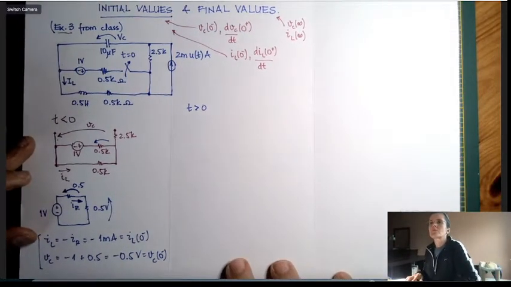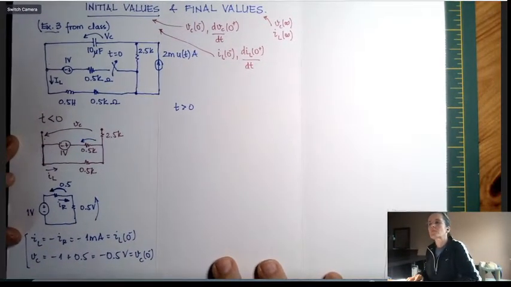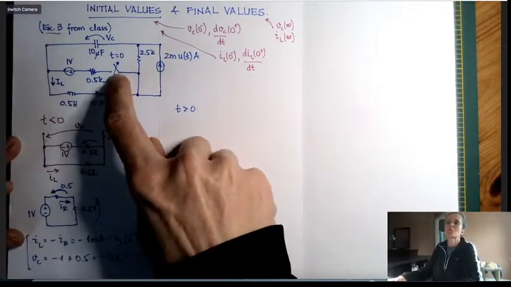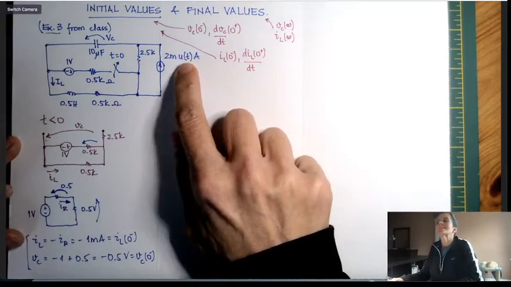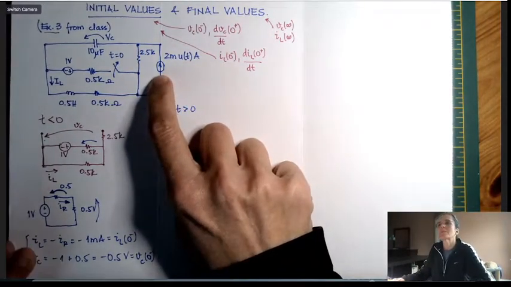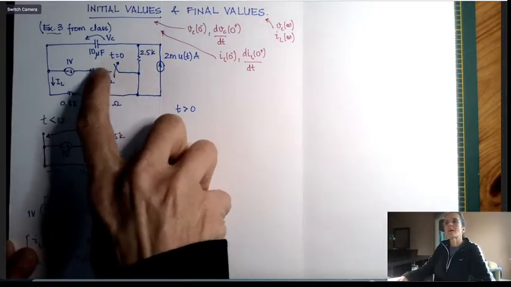Okay, now I'm going to try to solve the second part of this circuit here. For t larger than 0, this switch opens, and u of t turns 1, so now this power supply is in the circuit. But this part here is out of the circuit.